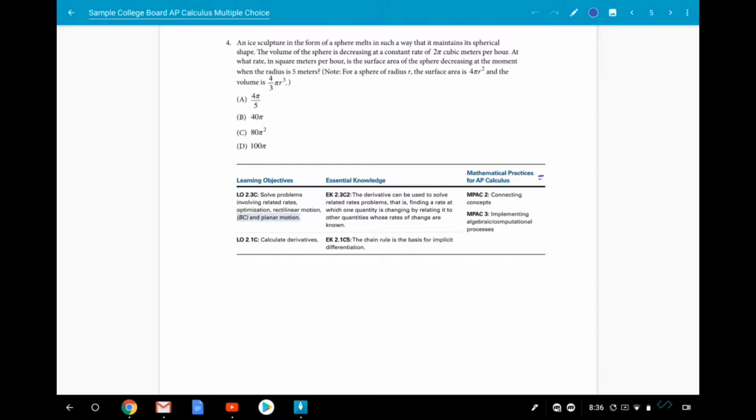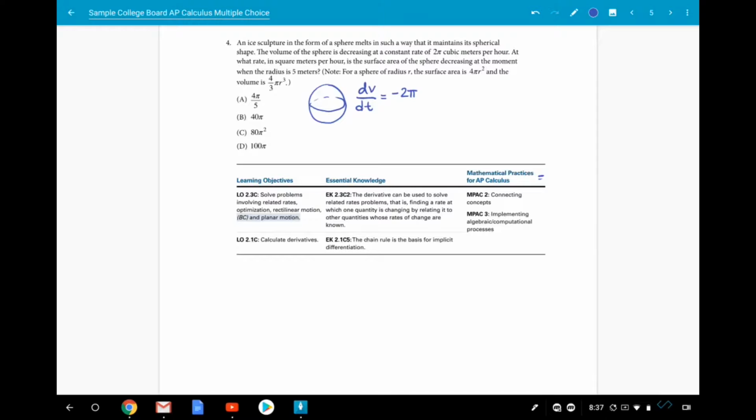Okay, number 4, an ice sculpture in the form of a sphere melts in such a way that it maintains its spherical volume. So we have a sphere. The volume of the sphere is decreasing at a constant rate of 2 pi cubic meters per hour. That means dV over dt is decreasing or going down by 2 pi. That doesn't depend on the time, it's just a constant rate, so it's just -2 pi.